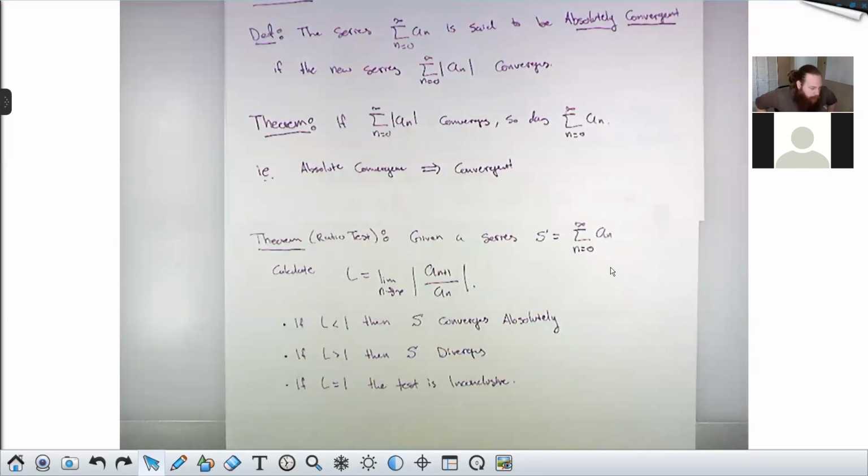So the ratio test is one of the most useful convergence tests we have. And as we move out of this section, exam 2, to start talking about power series, it will be the most common test that we use. But for now, it's just one of like the 6.